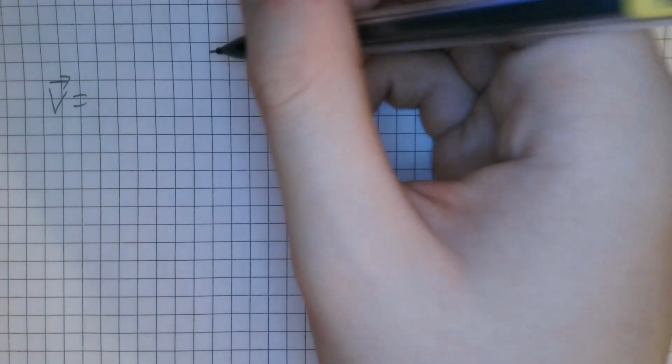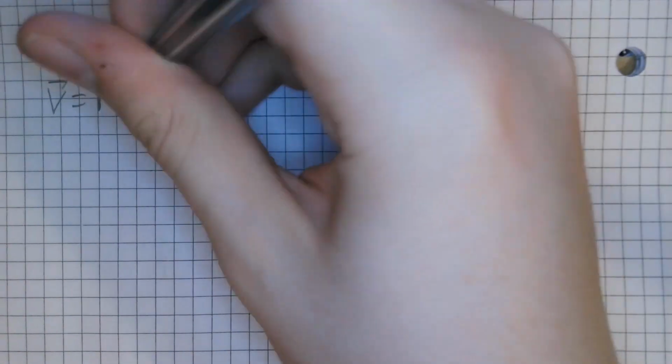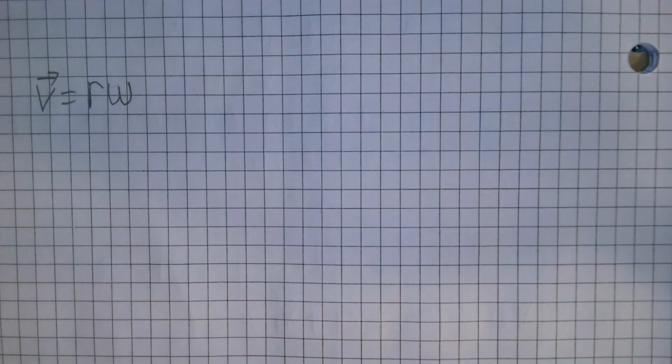Okay, so if we want to talk about uniform circular motion really quickly, there's one more equation I want to talk about. And it's that the velocity vector in uniform circular motion is usually equal to r, which you'll see what r is in a second, times our angular velocity, which is the Greek letter omega.